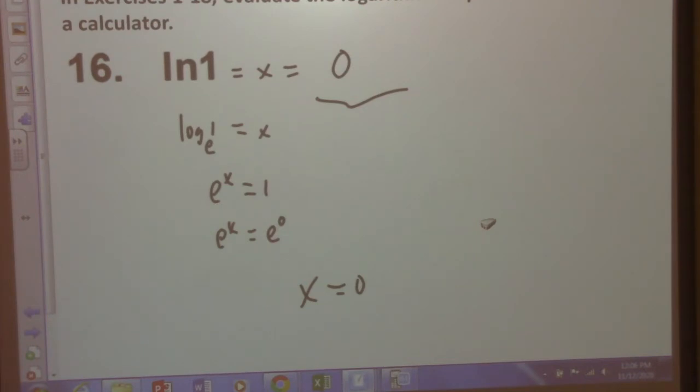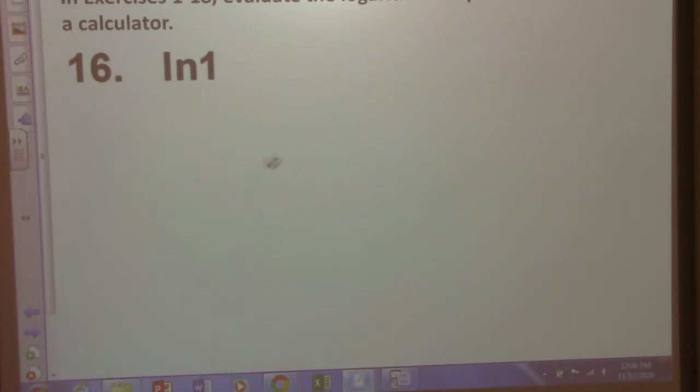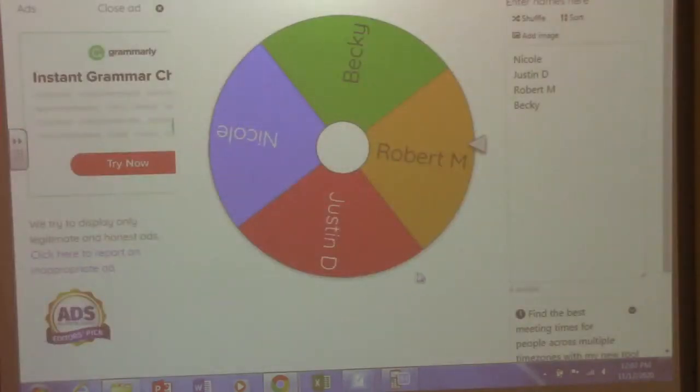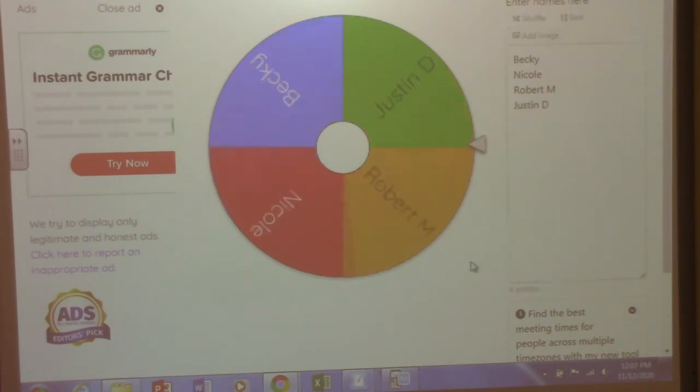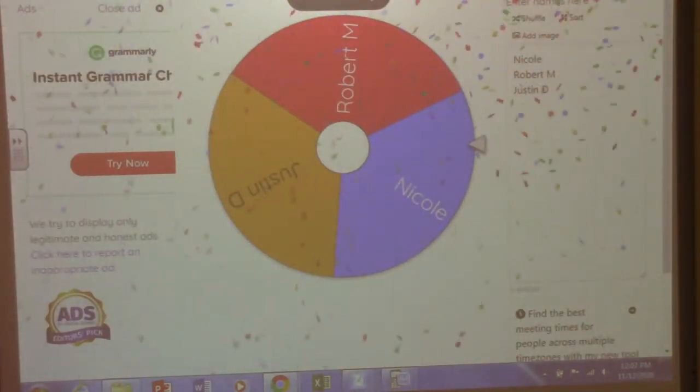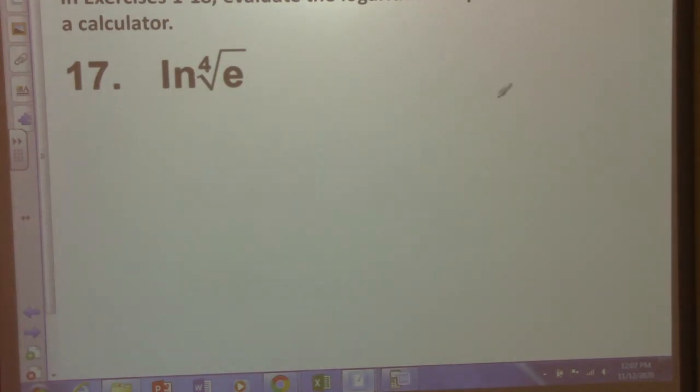Here we go. Okay, number 17. Okay, let's see what this one is. Let's see, one more shuffle, let's go here. Is it going to be Becky? Looks like it is. All right, Becky. What do you think? What'd you say?